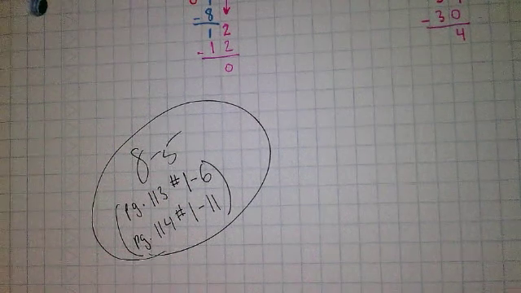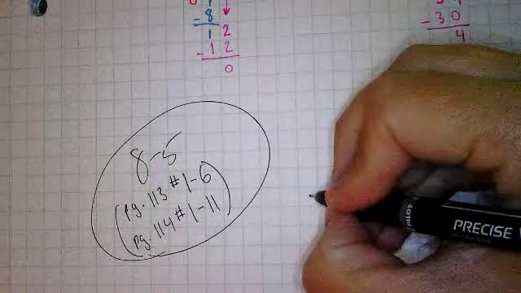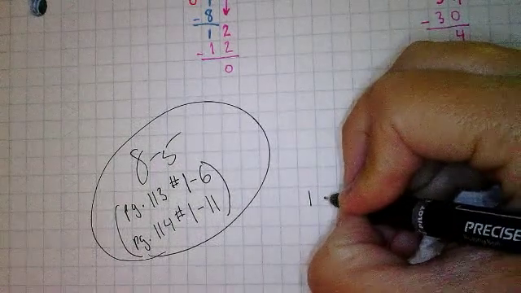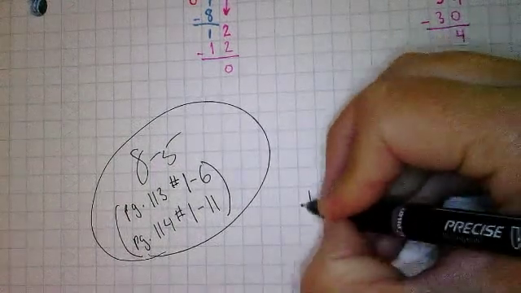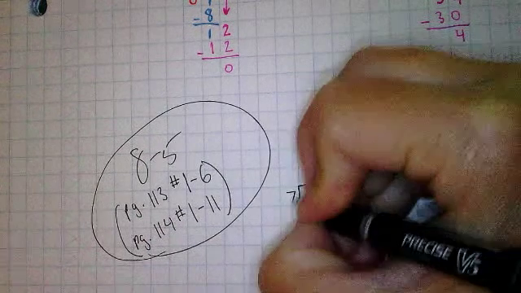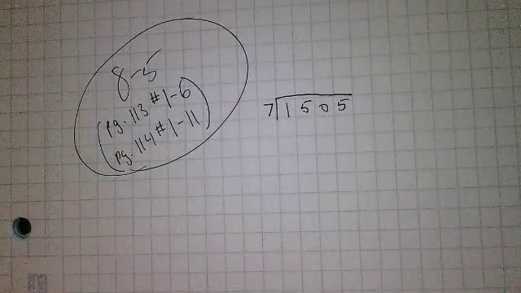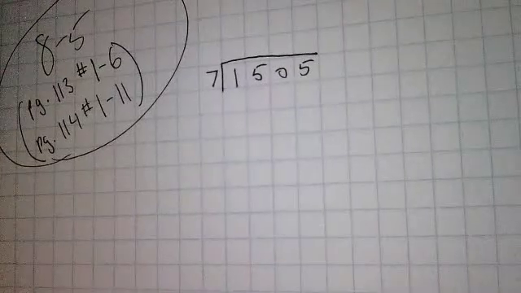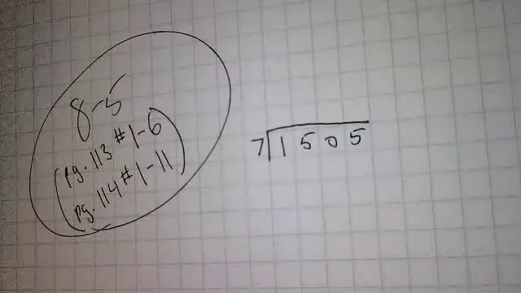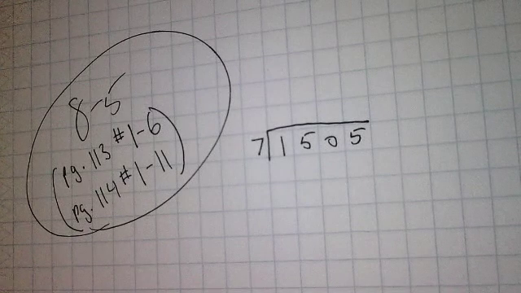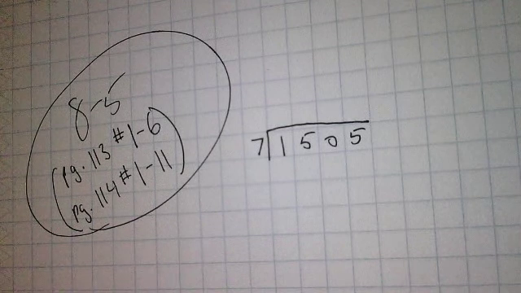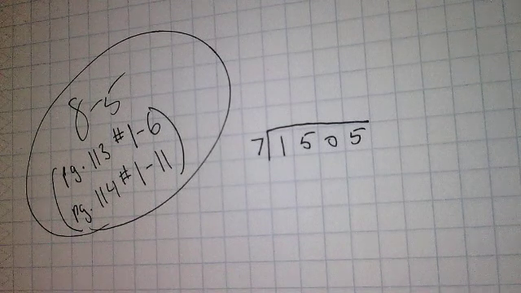The problem I would like you to do on your own real quick is 1,505 divided by 7. That's a hard one. It's not that hard. 1,505 divided by 7. When you think you have an answer, raise your hand. I'll come around and give you a check, and then you can get started on your homework.